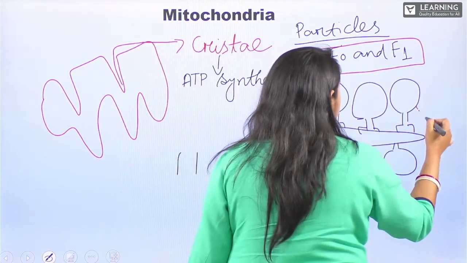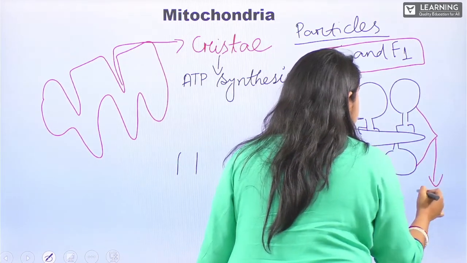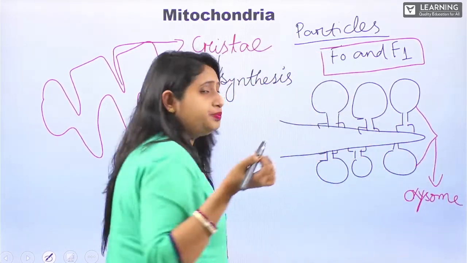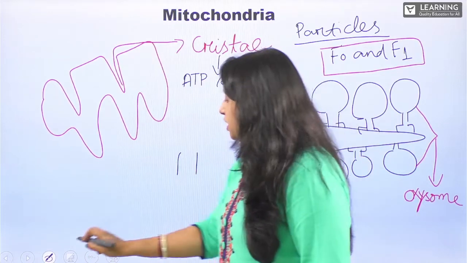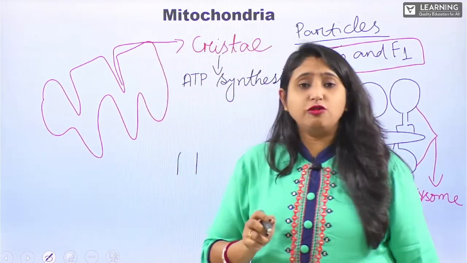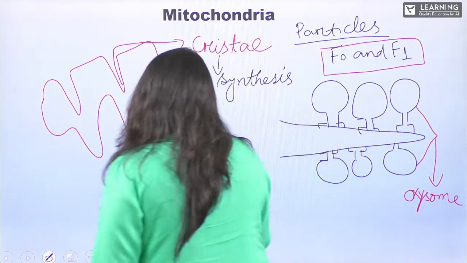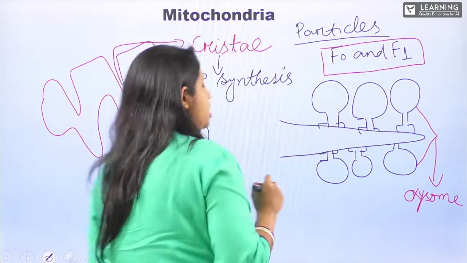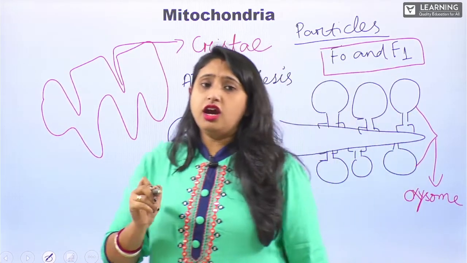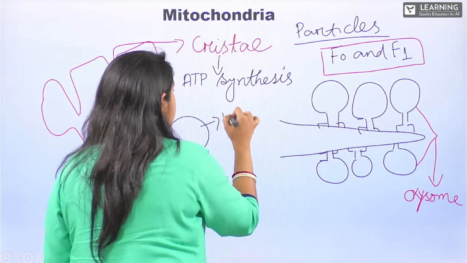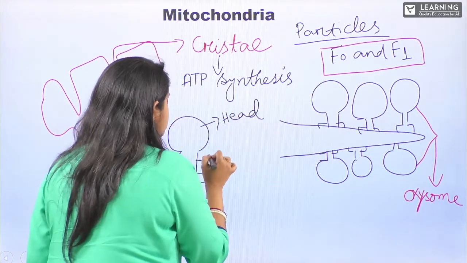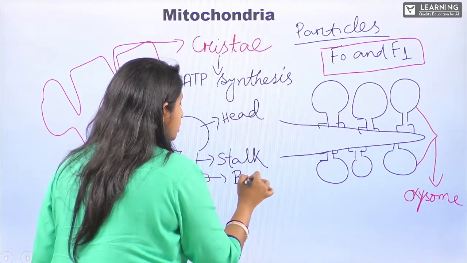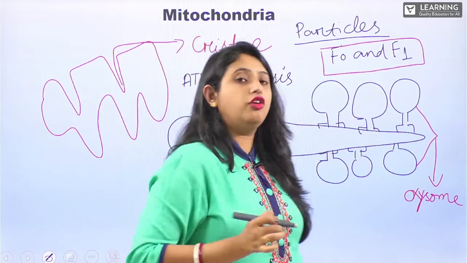Together, they are known as oxysomes. Now, what is the structure of these particles? It has got a head like this, then it has got a base. This is the head, and this is the base. This is the structure of these particles.